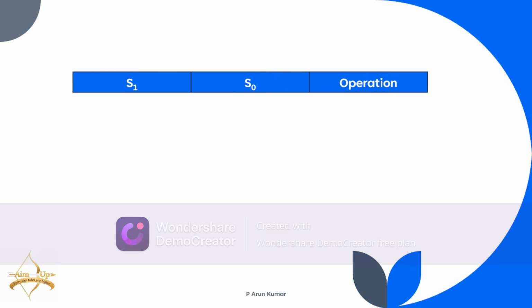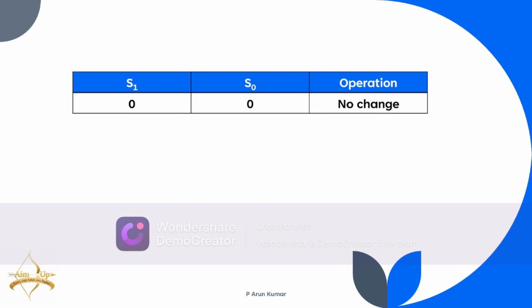Now let us go back again. I'm coming to the mux. In this mux, let us say that I'm giving 0 0 as the select lines. As we decided, this 0 0 means no change. Now we'll try to design the circuit.